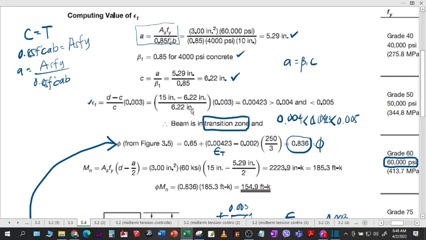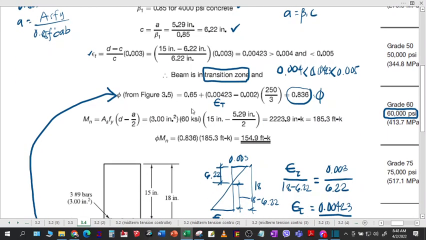Okay? So we are now ready to calculate for the Mn. Mn is simply T times the moment arm. The moment arm is D minus A over 2. And T is obviously AS Fy. So plugging in all the values, we have calculated A, D is given, Fy is given, and AS is also given. So calculating all of this, we can get 185.3 foot kip.